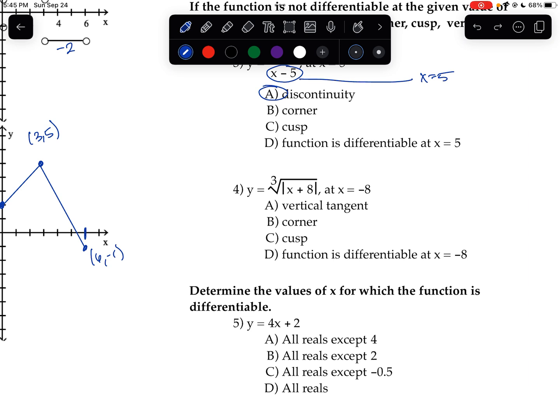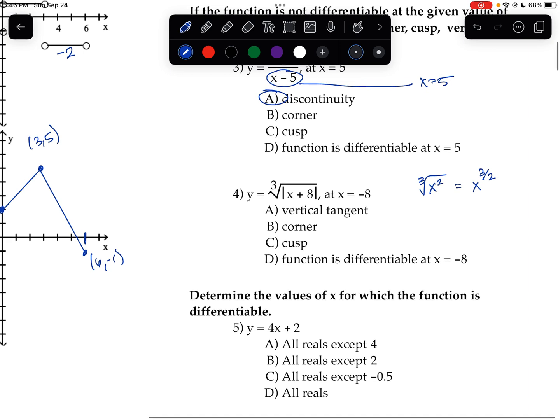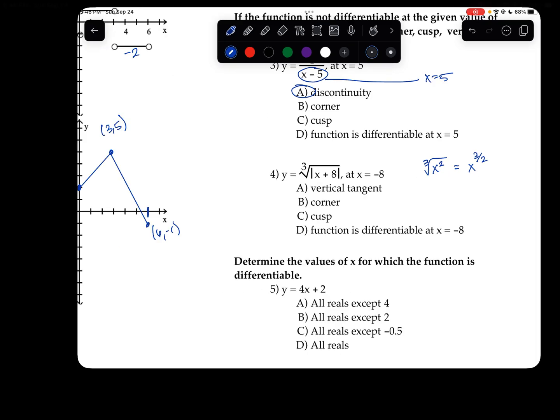Well, it is a cube root, but with an absolute value. So it should behave kind of similar to a cube root of something like x squared, which is the same thing as x to the 2/3 power, which would mean that it would have a cusp. I believe I'm right in that assumption, but again, you can check in your graphing calculator. Let me go ahead and pull that up right here.